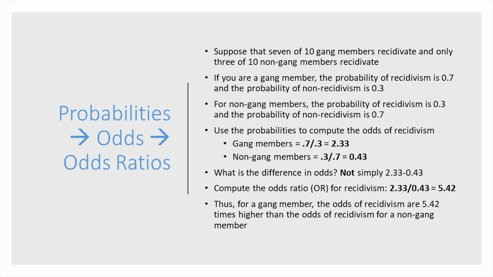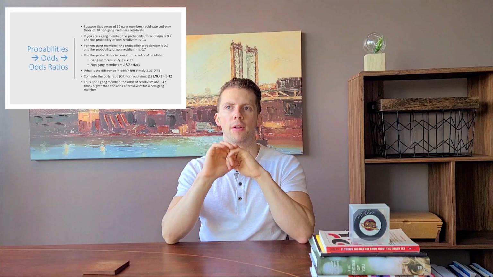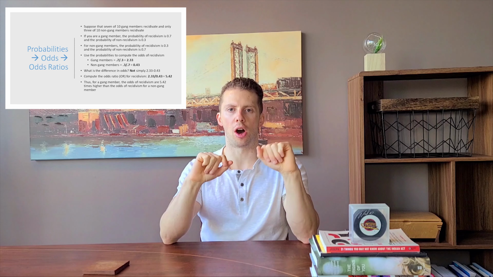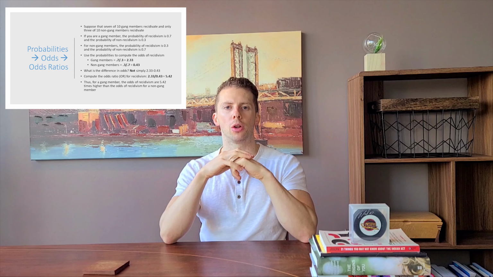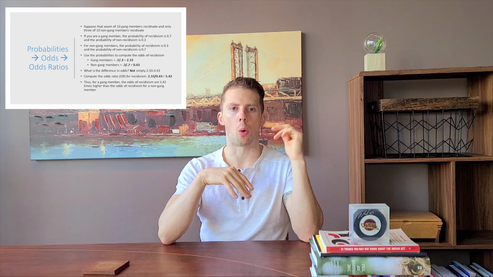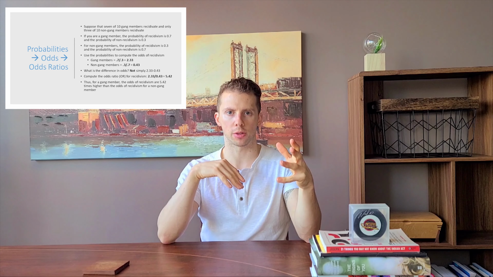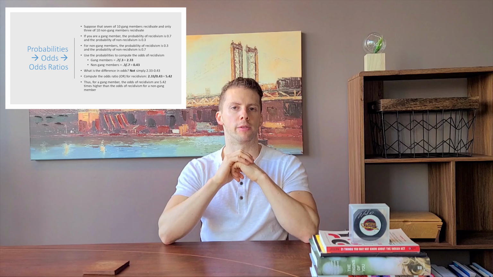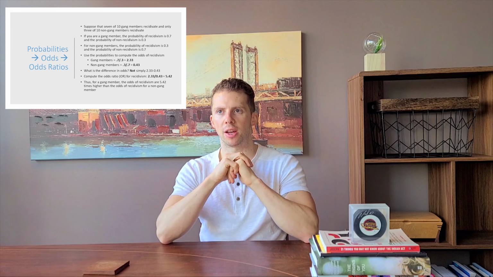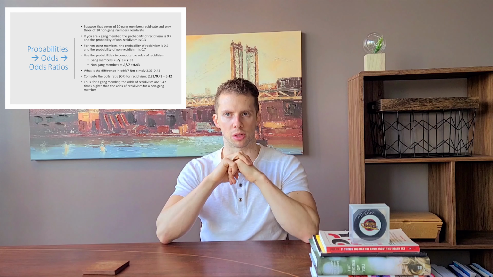Let's run through probabilities, odds, and odds ratios with another example. Let's say that we had a sample of 20 individuals, 10 gang members and 10 non-gang members, and we want to look at whether recidivism was more likely for gang members or non-gang members. What we observed is that 7 of 10 gang members recidivated and 3 of 10 non-gang members recidivated.